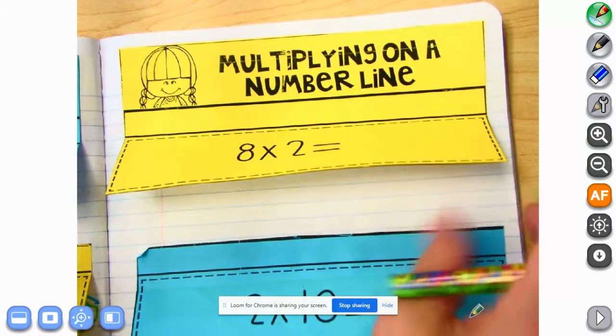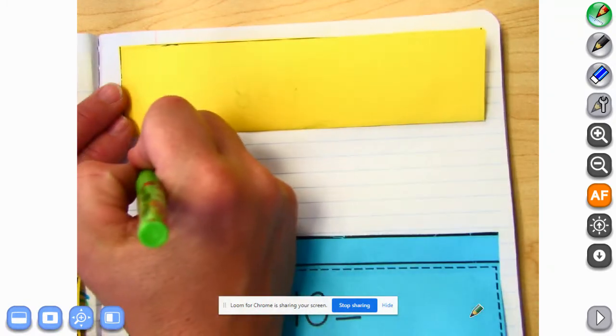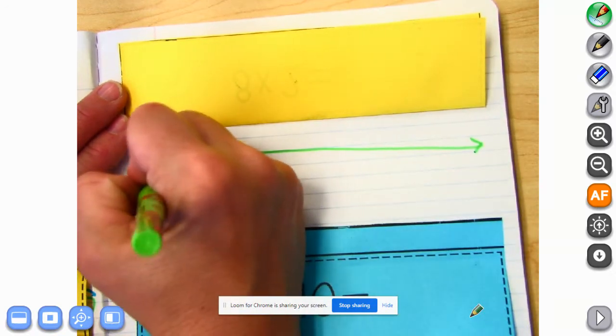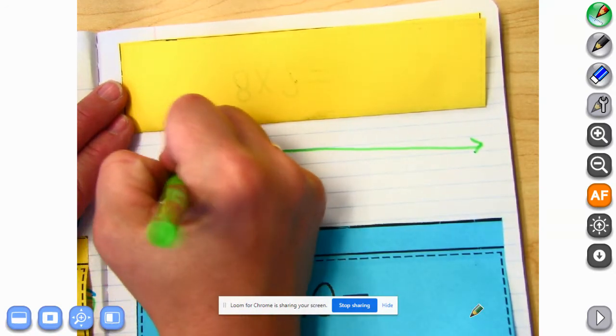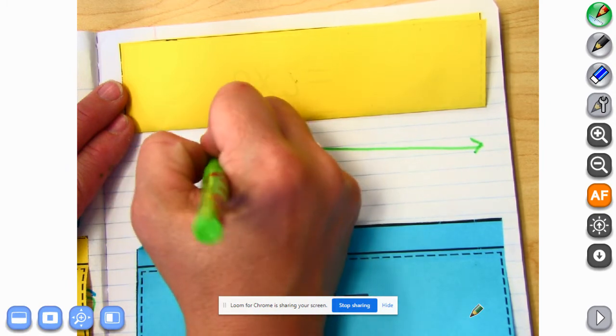So over on this side, we've got 8 groups of 2. Okay, so let's draw some nice big number line. 0, 1, 2, 3, 4, 5. So this is the most time-consuming part, is getting it all ready.